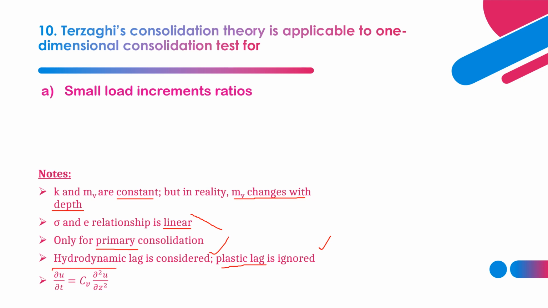And the equation in which the one-dimensional theory is expressed is this: dou u by dou t, that is the change in pore water pressure with respect to time, is equal to Cv times dou square u by dou z square. Actually, dou u by dou t is directly proportional to dou square u by dou z square, and that proportionality is given by this constant Cv, the coefficient of consolidation. So this is the important formula regarding 1D theory.